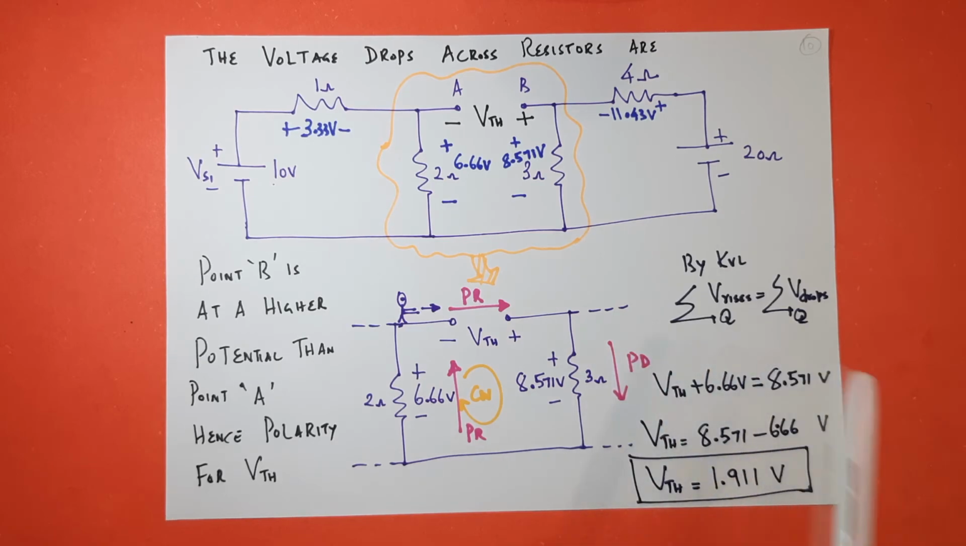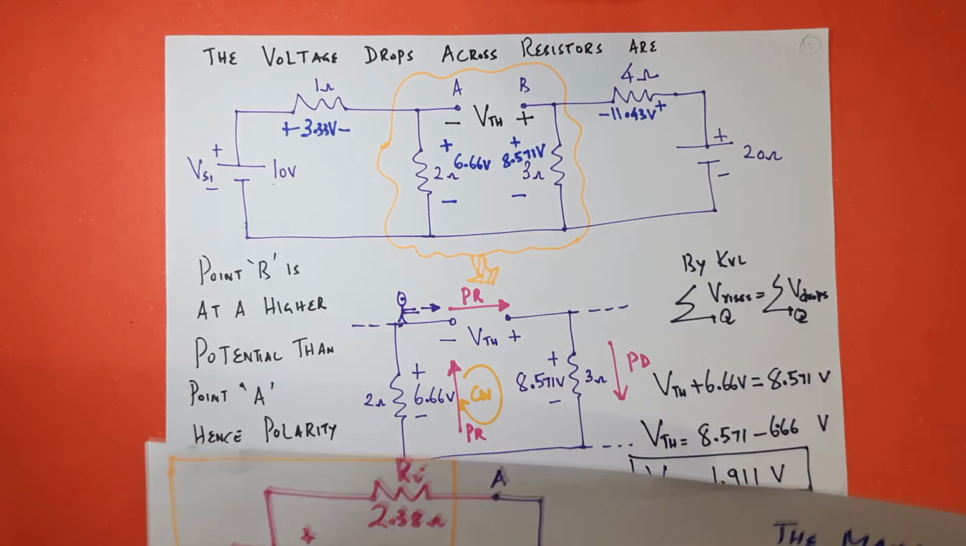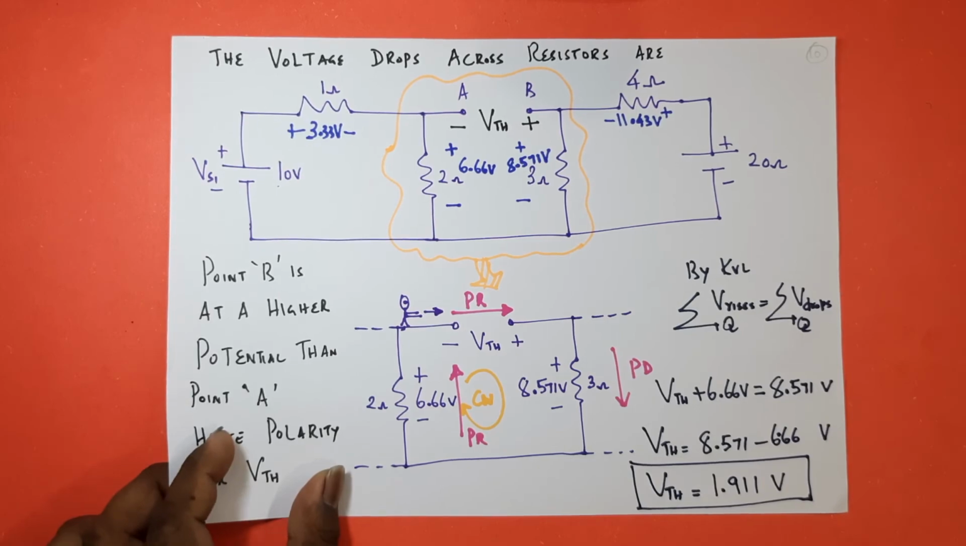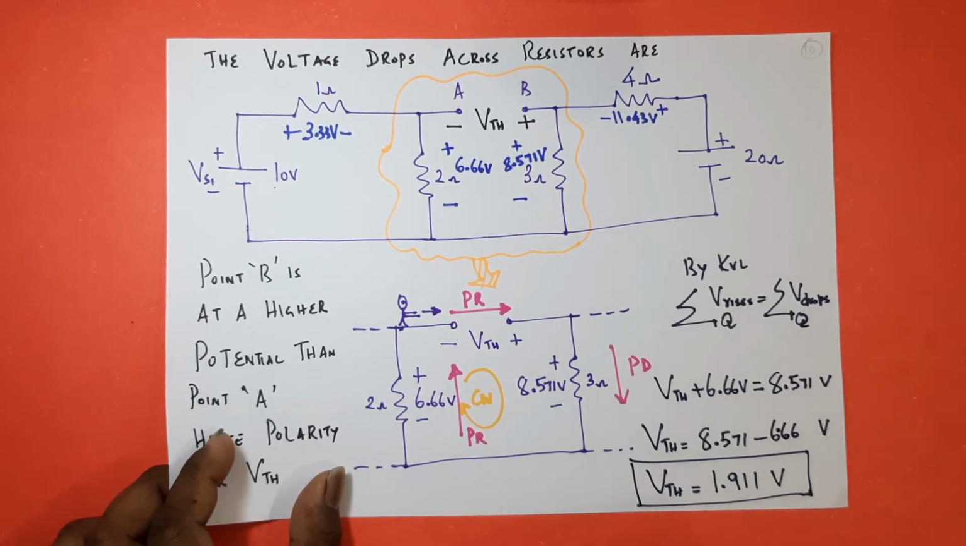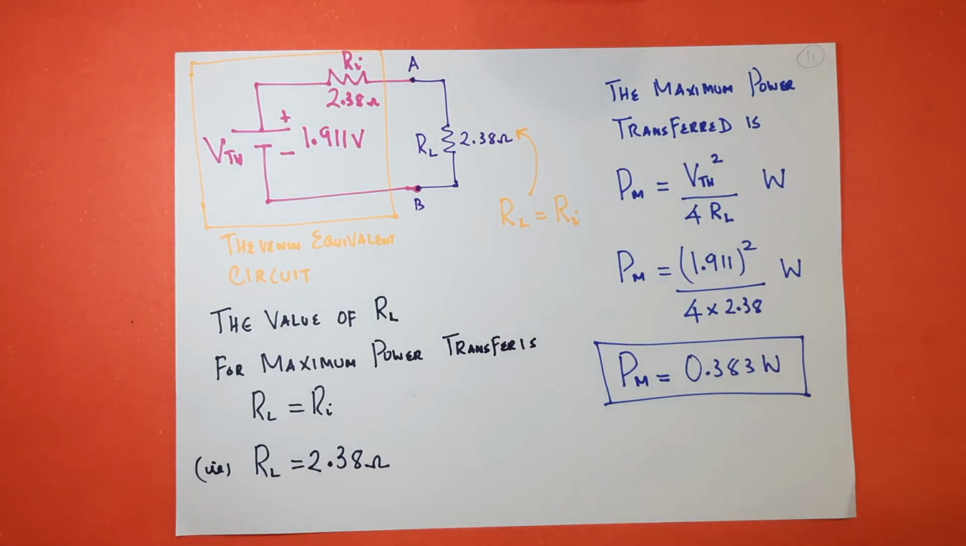Only one potential drop is there. So we are writing on the right hand side equal to 8.571 volt. So now you take this to the other side. So V Thevenin equal to 8.571 volt minus 6.66 volt. So you get V Thevenin equal to 1.911 volt.